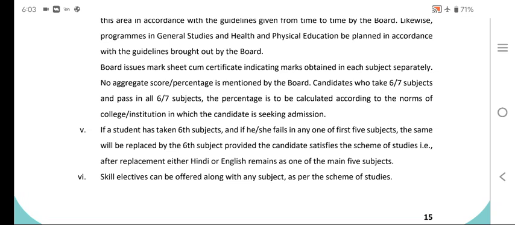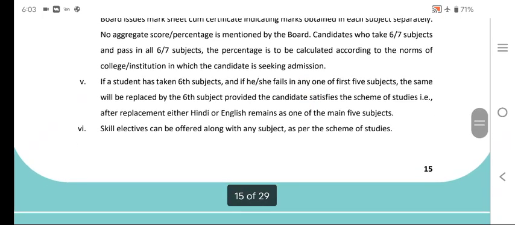For a candidate who takes 6 or 7 subjects and passes in all of them, the percentage is to be calculated according to the norms of the college. If a student has taken 6 subjects and fails in one of the first 5, the failed subject will be replaced by the 6th subject. Suppose someone has failed in any of the first 5 subjects but has passed the 6th subject, the passed subject will replace the failed subject.